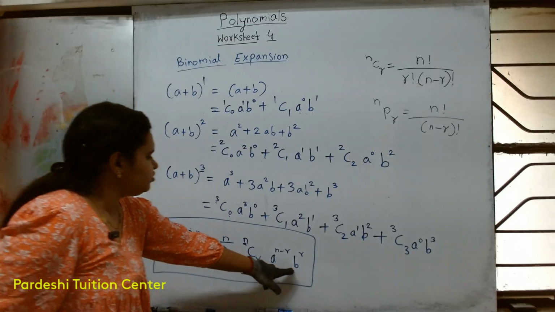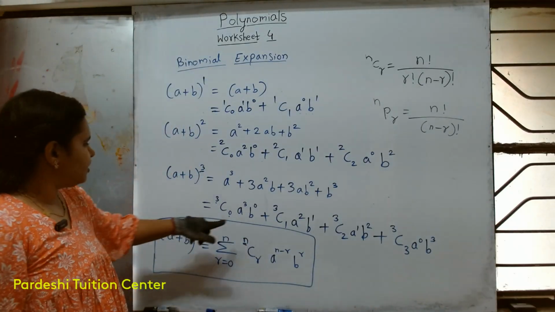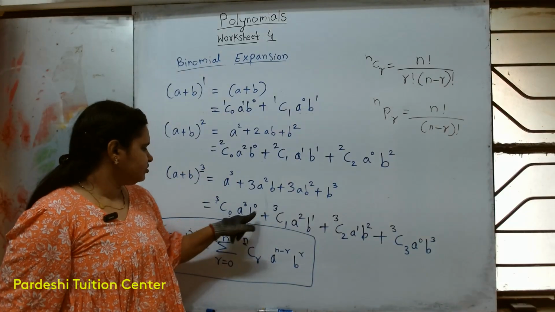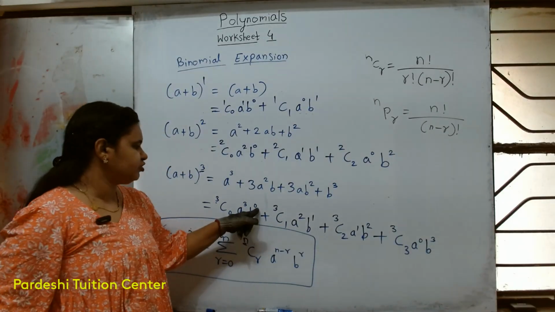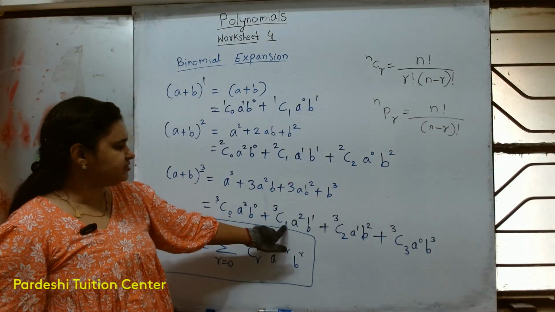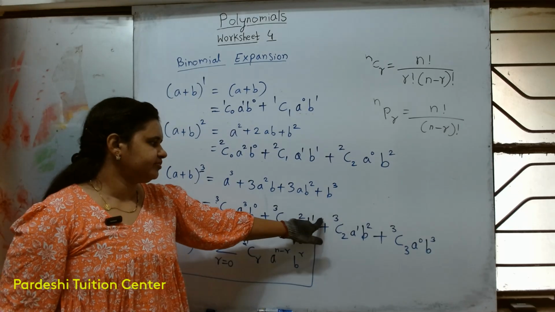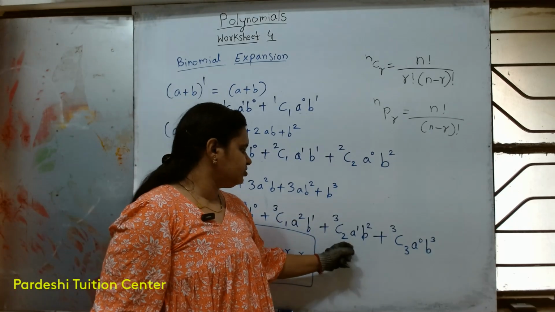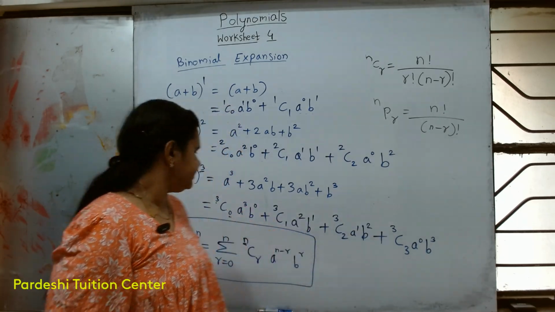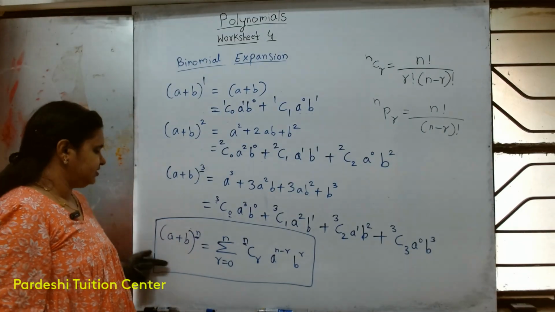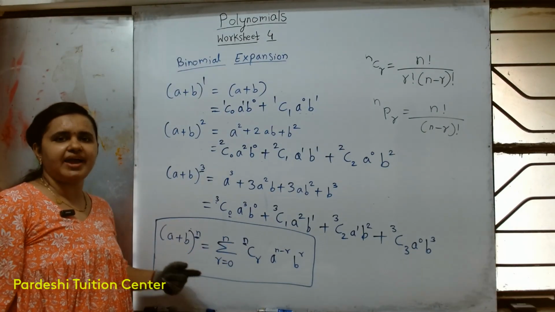Now b to the power r. Here b to the power 0, here r was 0, so I wrote b to the power 0. Here r is 1, so I wrote b to the power 1. Here r is 2, so I wrote b to the power 2. So it is the general formula for expansion. Okay, it is the binomial theorem.